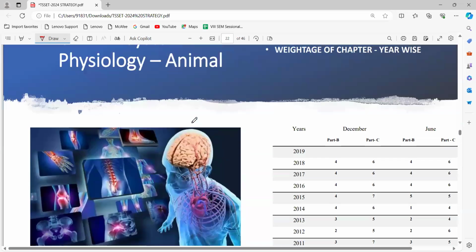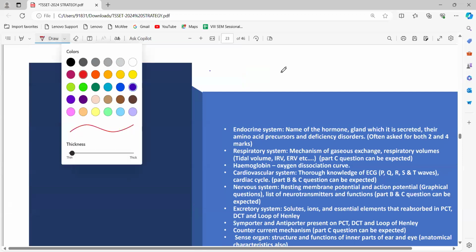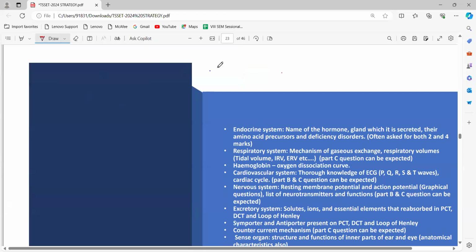Then unit 7, human physiology. In human physiology, friends, you will get mostly straightforward questions, but a little difficult. Why it is a little difficult is that you will get the questions either in the form of case studies, or in the form of experimental questions.